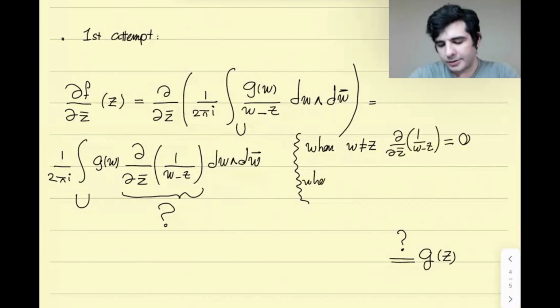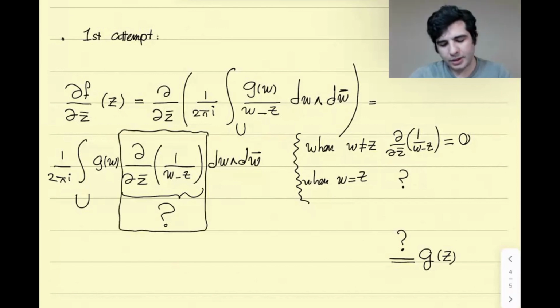But when w is equal to z, there is a singularity. We have 1 over 0, so taking the derivative is problematic. So what does it really mean? When w is equal to z, it's more like a 1 over 0 thing, which is kind of like an infinity. And this fits into the notion of distributions. So this is more like a distribution rather than a function.